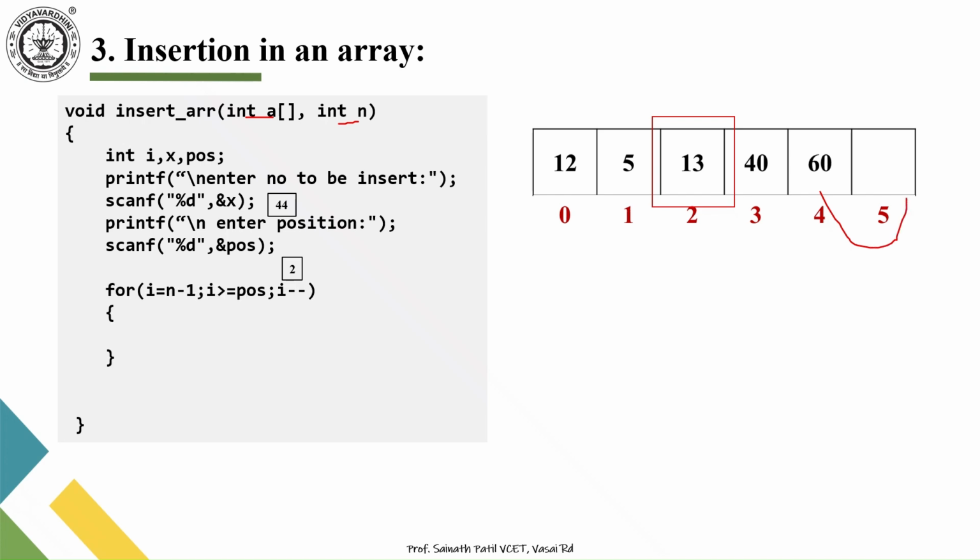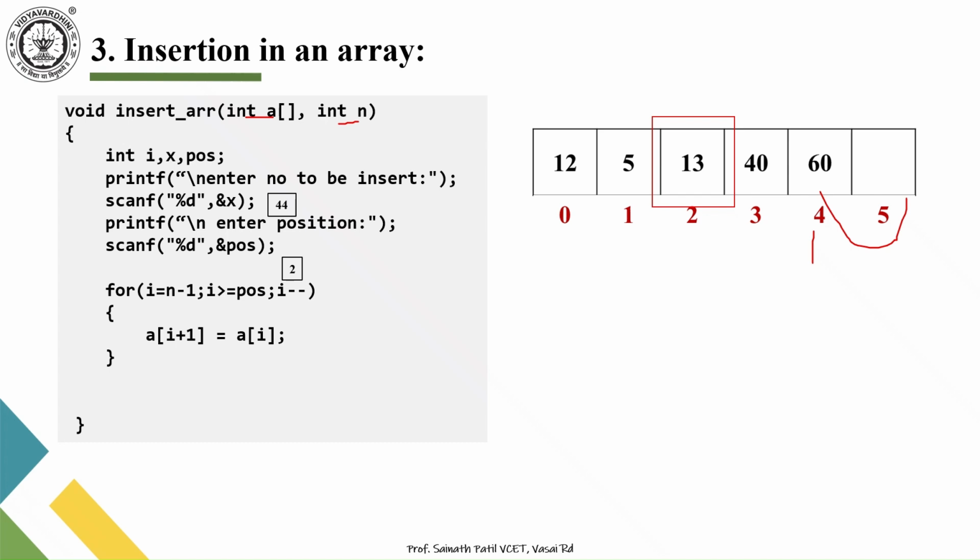So for that, we write a for loop. The for loop will start from i equal to n minus 1. Now here n is the size. Now actual size is 5 elements. So n minus 1, that means the position is 4. So i will start from 4, i greater than or equal to position. Now position we are given 2. i minus minus.